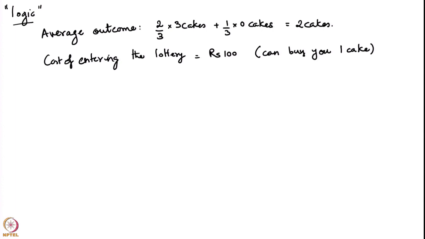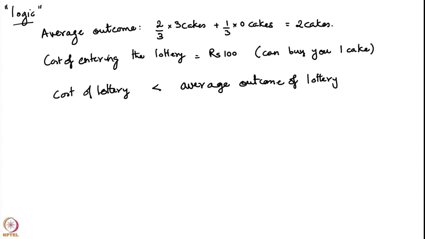So as a result, it seems that the cost of the lottery is less than the average outcome of the lottery. This implies I prefer the lottery. This is one sort of logic.